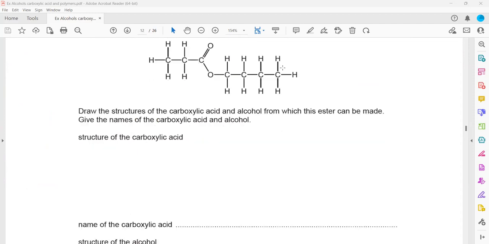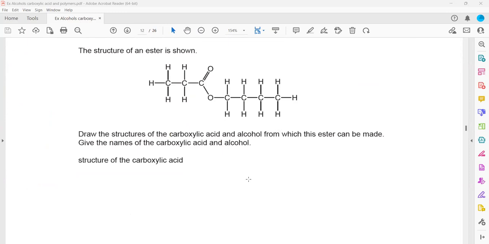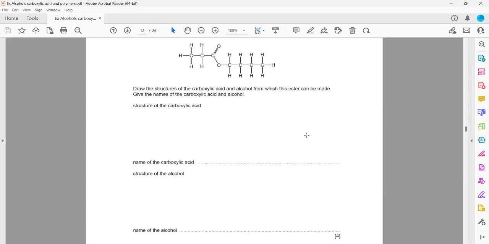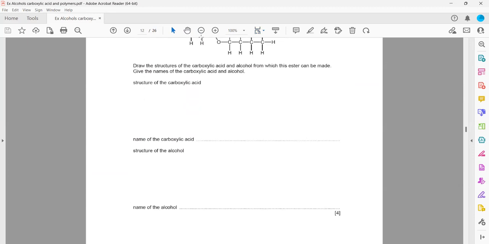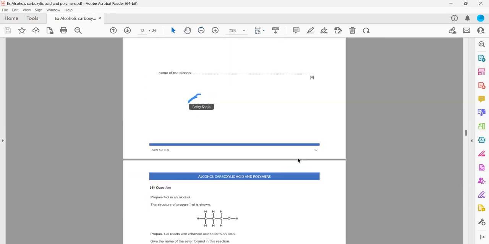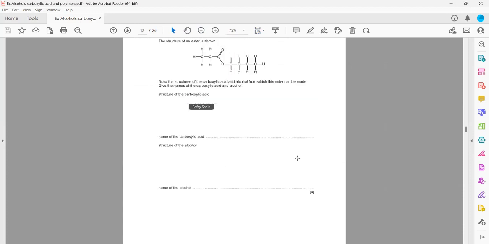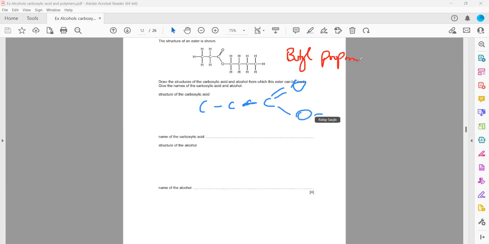So this was butyl ethanoate, butyl propanoate. We will draw propanoic acid. We have to draw the acid and alcohol both, the structure of the carboxylic acid. The name of the ester was butyl propanoate. So you have to draw propanoic acid, and then butyl means you have to draw butanol.